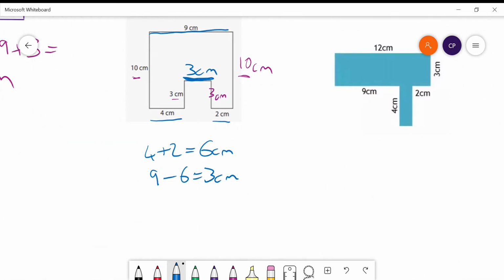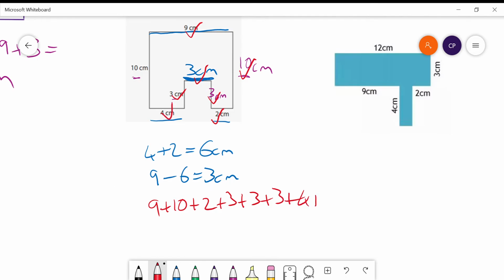So I'm just going to change colour to make sure I get all of them. Maybe in a red actually. So we're going to do our 9 centimeters, add on our 10 centimeters, and I'm going to tick them off as I go because there's so many I might get a little bit lost. I'm going to add the 2 centimeters. I'm going to add another 3 centimeters and the other 3 centimeters, tick them as I go, another 3 centimeters and a 4 centimeter, and finally a 10 centimeter.